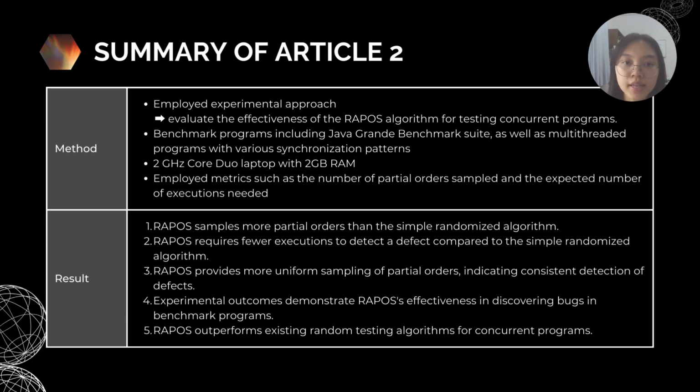Next, for the results section, the findings we can get from the article are: firstly, RAPOS samples more partial orders than the simple randomized algorithm. Secondly, RAPOS requires fewer executions to detect a defect compared to the simple randomized algorithm. Thirdly, RAPOS provides more uniform sampling of partial orders, indicating consistent detection of defects. Fourth, the experimental outcomes demonstrate RAPOS effectiveness in discovering bugs in benchmark programs. And lastly, RAPOS outperforms existing random testing algorithms for concurrent programs.